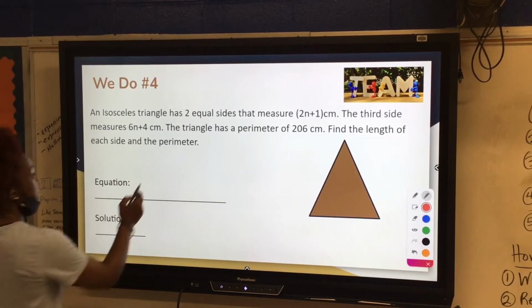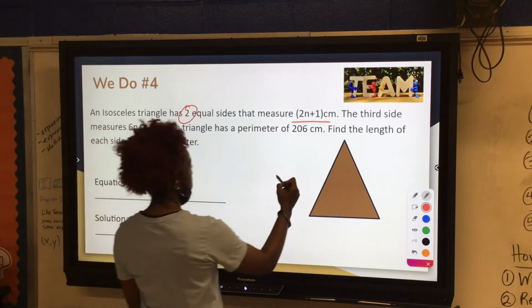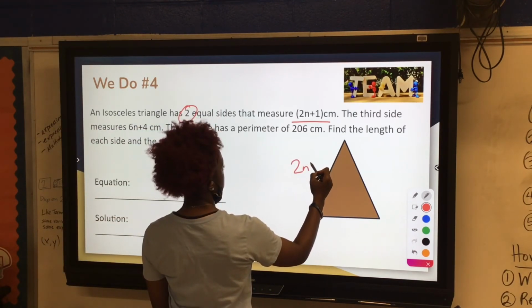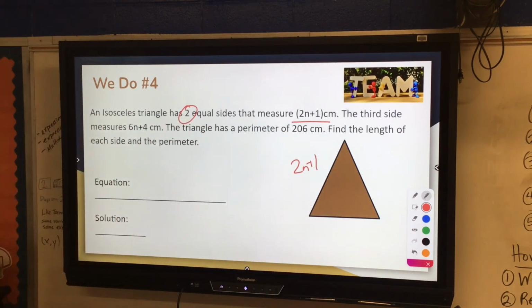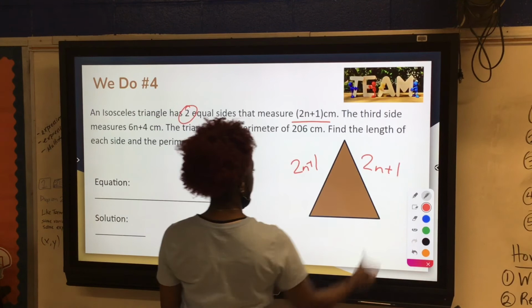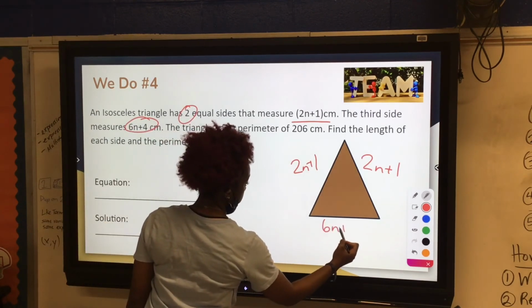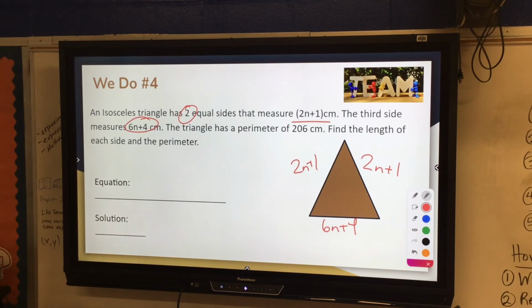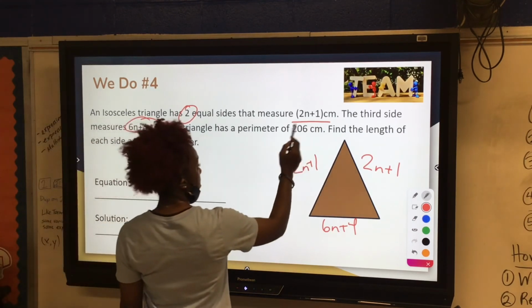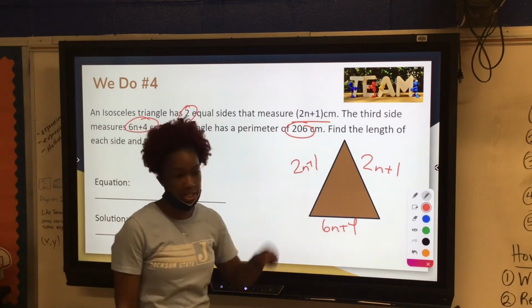So an isosceles triangle has 2 equal sides that measure 2n plus 1 centimeters. Okay? They give us a shape here, so we'll use it. Now, the third side measures 6n plus 4. The triangle has a perimeter of 206 centimeters. Find the length of each side and the perimeter. So in order to find the length of each side, we have to find out what n is, right?